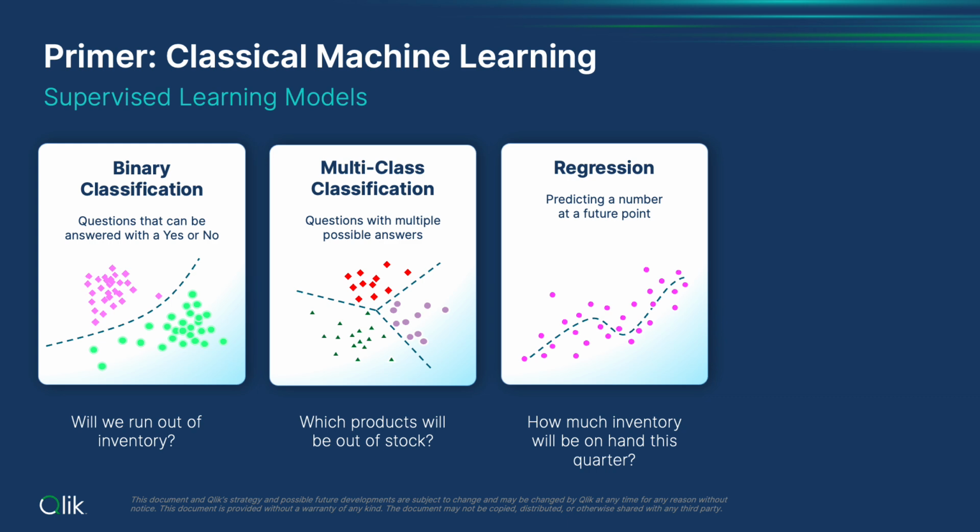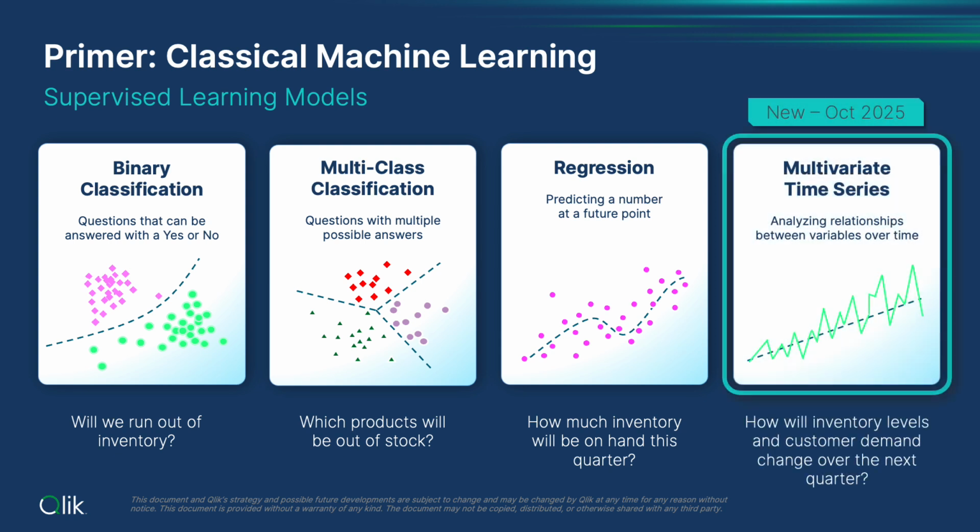Then we start to get into predicting numbers. Regression is about predicting a number at a point in time in the future. So how much are we going to have left? These build up to multivariate time series, where rather than just predicting a single number at a point in time, we're going to make a prediction about a set of data points over time. So maybe over the next 14 days or so. We can now say, okay, well, how will the inventory levels and customer demand change over the next quarter? So it's about finding the right thing for the question that you're going to ask.